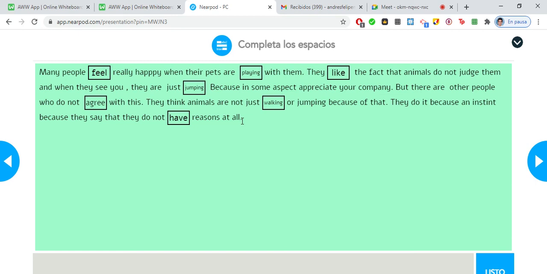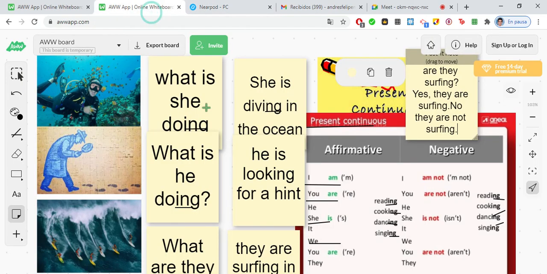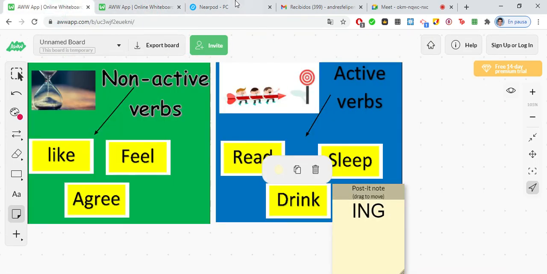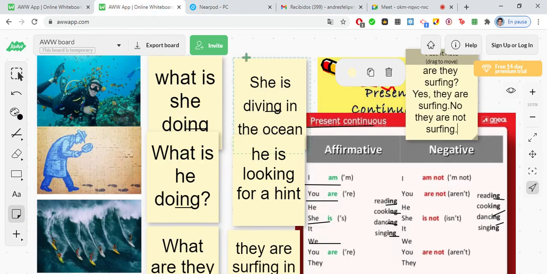It's important to practice. So I want to invite you to please go to Recursos and try to practice a little bit more about this. I hope that the topic is clear. Remember, present continuous form, the non-active and active verbs that are really related to this topic.